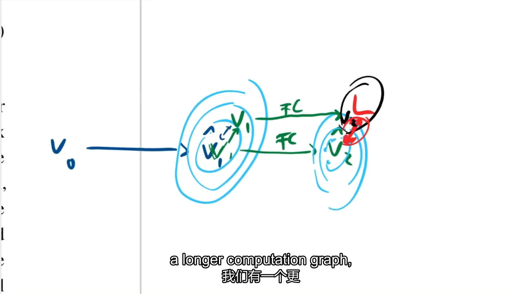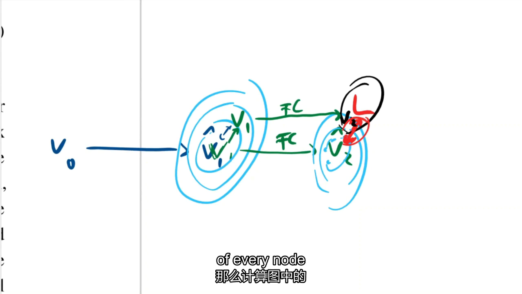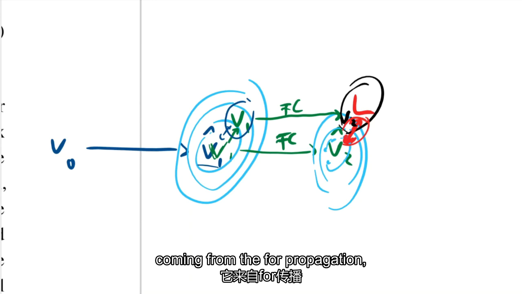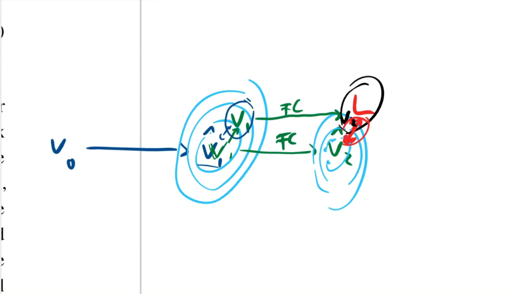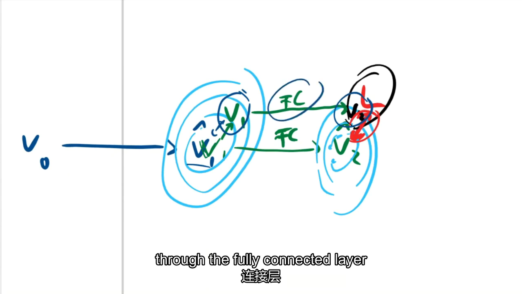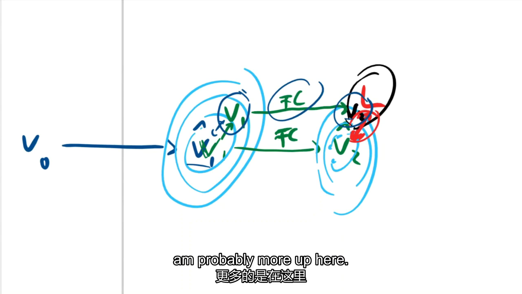So if we had a longer computation graph, every node in the computation graph would ask itself, I'm going to guess my own value at a place that is pretty close to my original guess coming from the forward propagation, but also is consistent with the output of the next layer. And the output of the next layer, of course, here is this V2, right? So the logic isn't, I need to make the loss small. The logic is, well, if the next signal is V2, then I can't be in the middle here. I must be a little bit more up here, because my signal runs through the fully connected layer and outputs V2. So I am probably more up here.